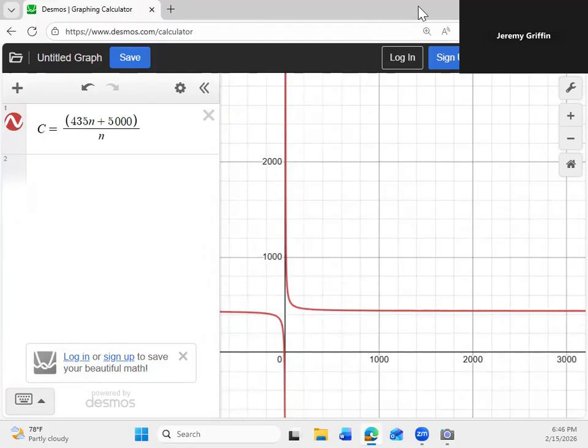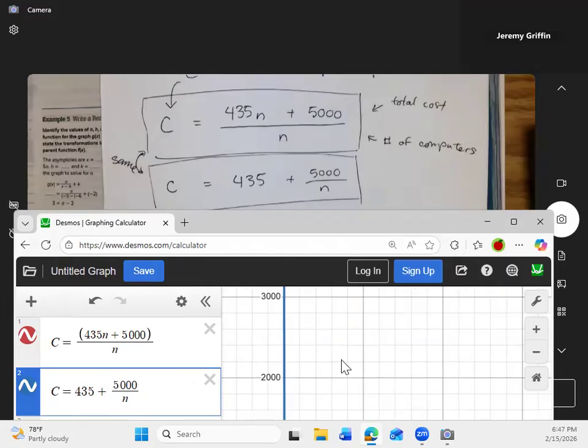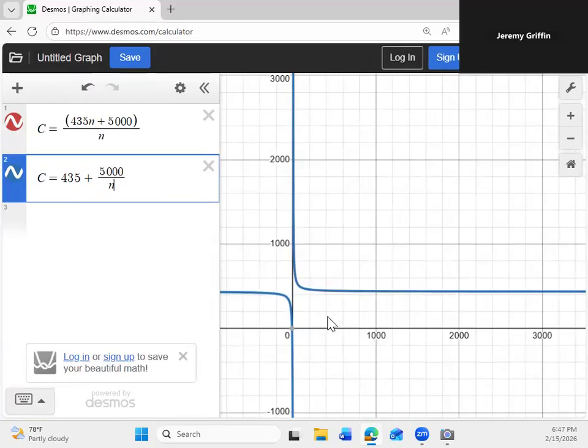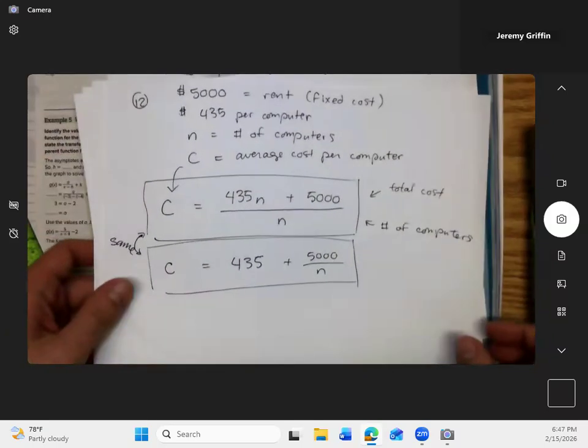Now, what if I type this other equation, which I'm saying is the same thing? It should overlay exactly on top of it. C equals 435 plus 5,000 over N. It should be exactly the same. Notice that the blue curve lies right on top of the red curve. That's why you can't see the red anymore. It's exactly the same thing. Pretty good.